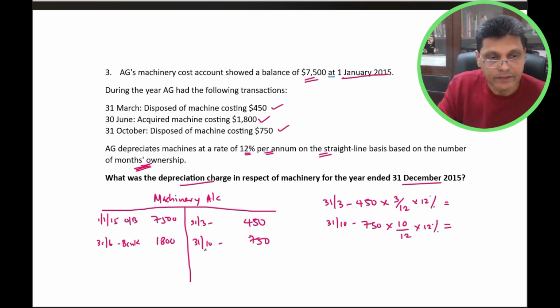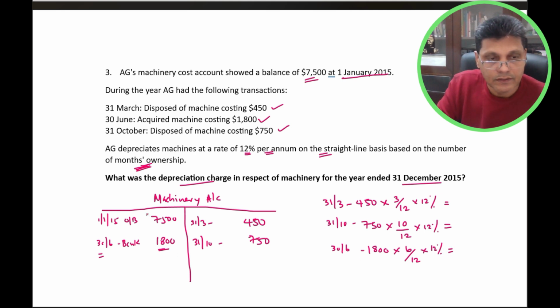Then in addition to that, the company has bought 1,800 on 30th June. So on 30th June an additional asset was acquired, 1800 at the rate of 12%. Since this was purchased in June, it was held for 6 months. We need to depreciate for the remaining period.